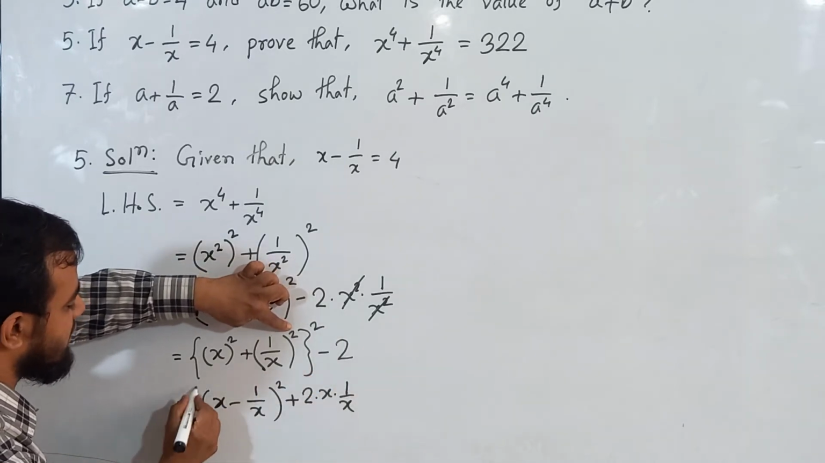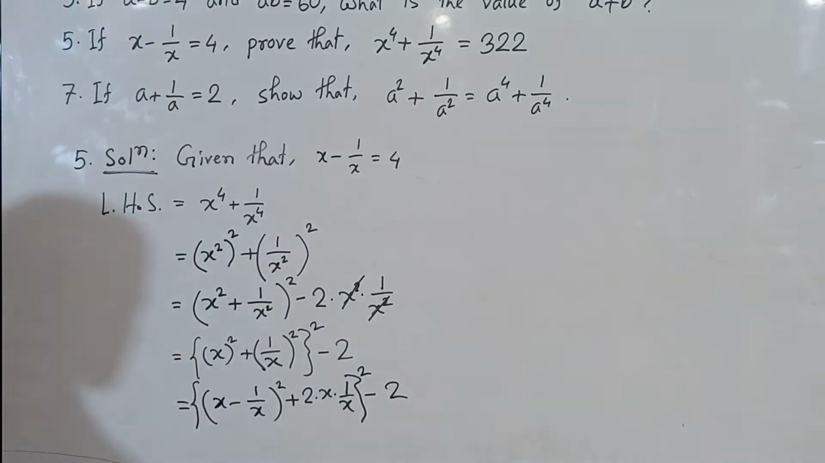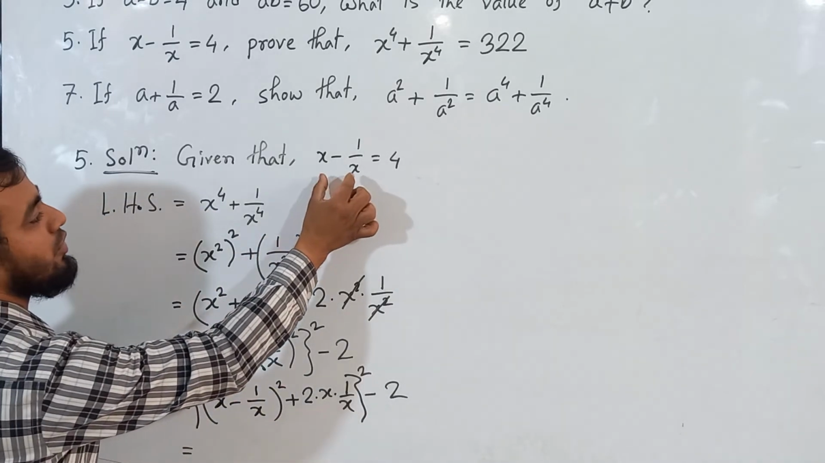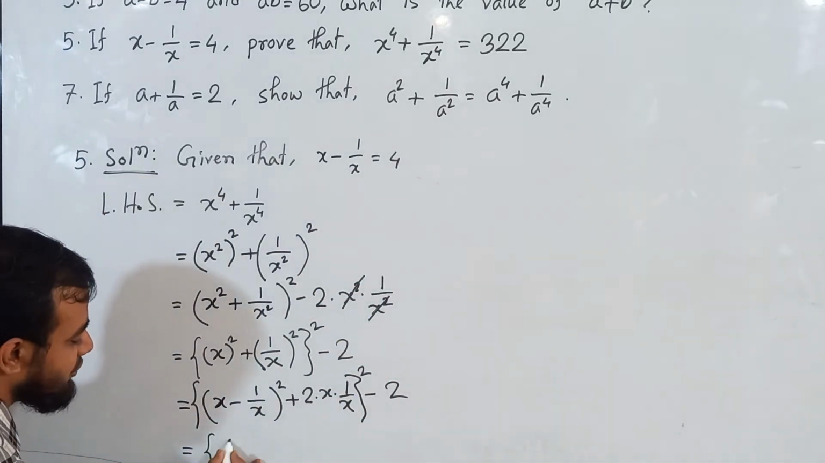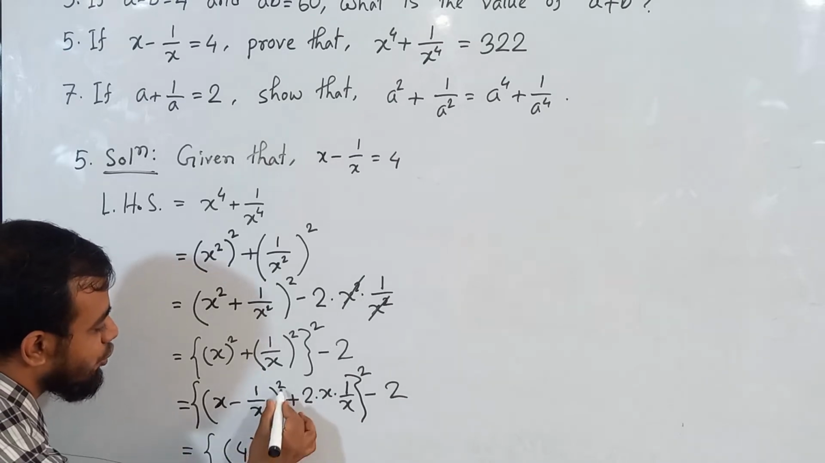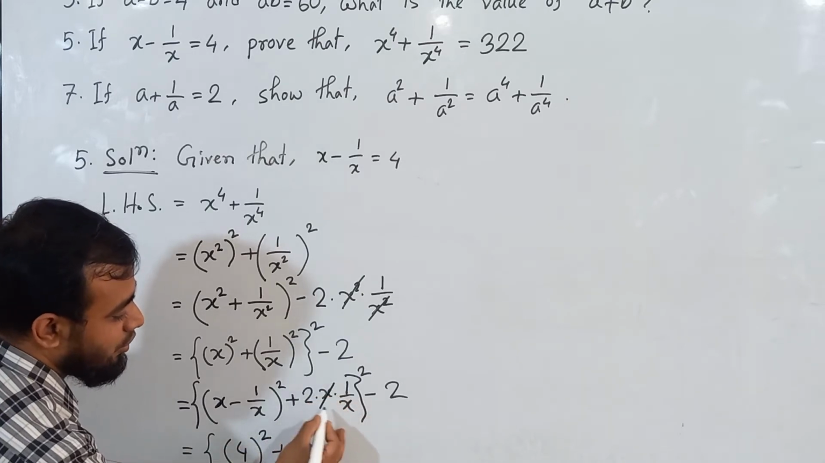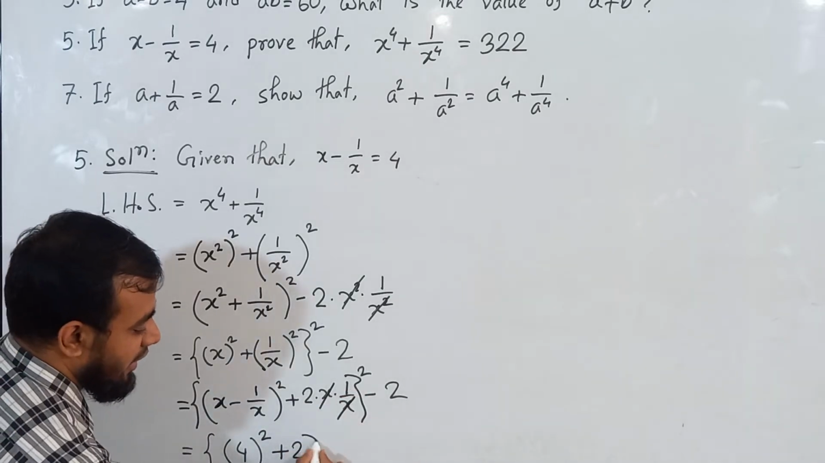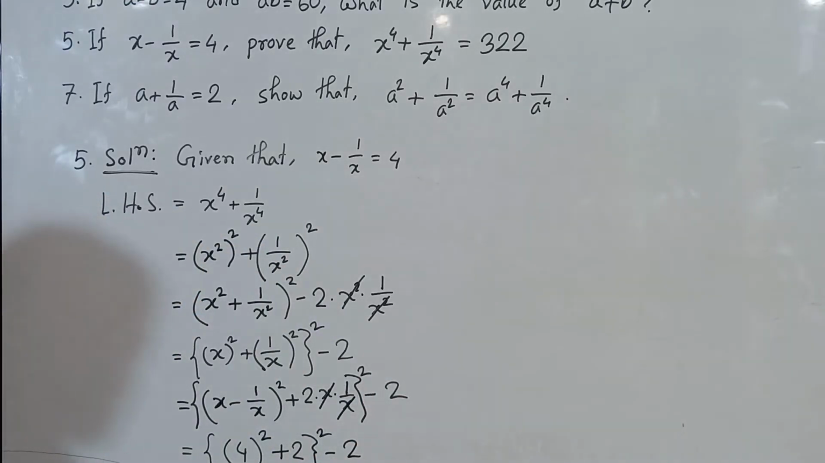Now we will use the second bracket, also use the square sign. Now minus 2 remains unchanged. Students, now we can put the value of a minus b. That means we can put x minus 1 over x, because the value of x minus 1 over x is given as 4. So put here the value; the second bracket is unchanged. 4 is the value of this one. The square sign will be there, plus 2 into x into 1 over x. That means this x is our numerator and this is our denominator, so this will vanish. Now 2 multiplied by 1 is 2. Now the second bracket is closed, squared, minus 2. These remain unchanged.